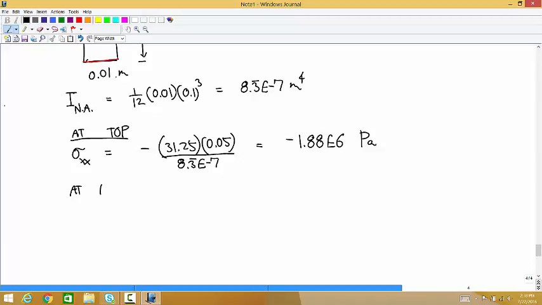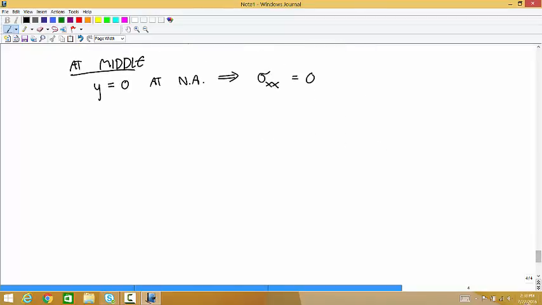What about at the middle? 0, yeah. Y is equal to 0 at the neutral axis. So the XX stress is equal to 0. At the bottom, that's right. All that changes is the Y. It's the same magnitude, but it's negative.